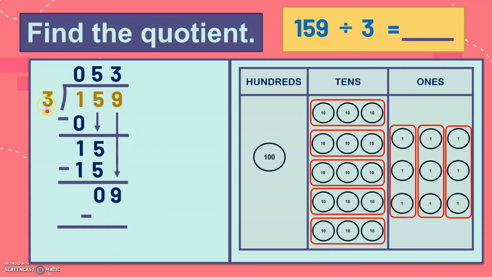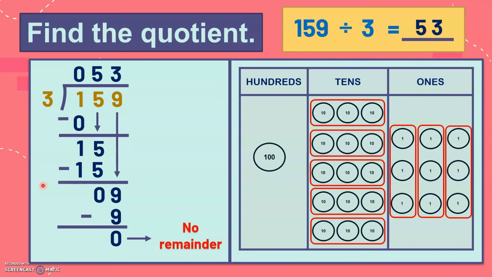And 3 times 3 is equal to 9. And 9 minus 9 is equal to 0. Again, there's no remainder, and there's no number that we need to bring down. So 159 divided by 3 is equal to 53.